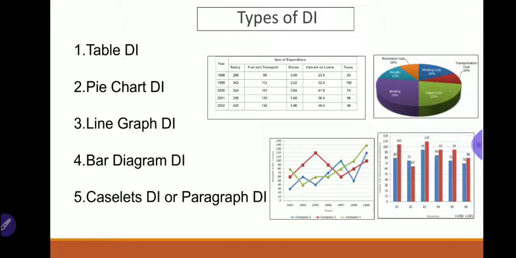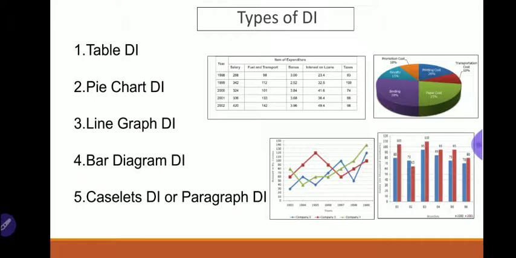So following are the types of this DI: table DI, pie chart DI, line graph DI, bar diagram DI, cascade DI or paragraph DI. In all these types of DI, the data is given in the form of various columns, graphs, charts, or paragraphs. You have to first understand this data, analyze it as per the question, and tick mark the correct answer.